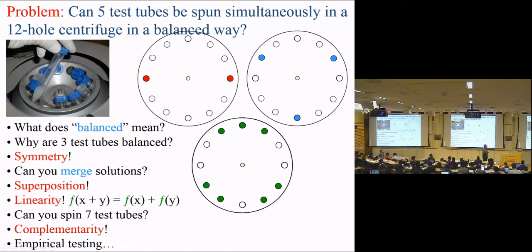You can also look at empirical testing. So I actually once showed this problem to a colleague of mine who's a biologist. He works with test tubes and centrifuges in his lab every day. And he said, no, you can't spin up 5. It's got to be 3. It's got to be equally spaced around, like was discussed earlier. Sure, those solutions work. And he didn't believe that 5 works. I showed him this set of reasoning here about complementarity and linearity and superposition.